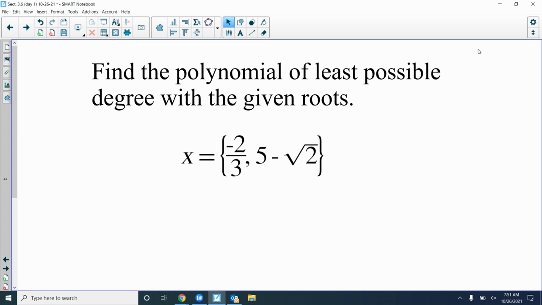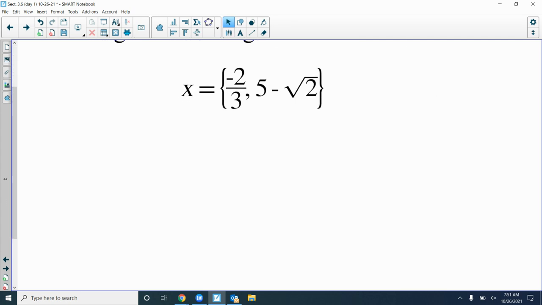Now, the directions will be specific. It'll say, make sure you have integer coefficients, no fractions, and you're going to want to multiply everything out. Like I said, let me go through this here. All right, negative 2/3.